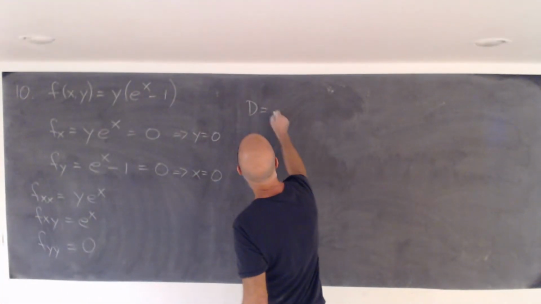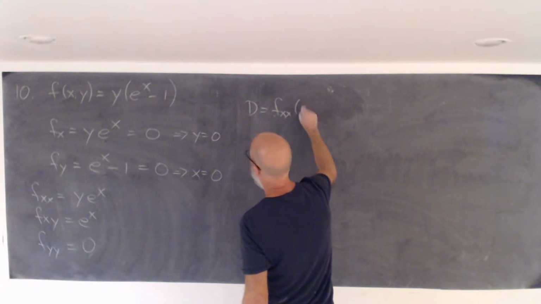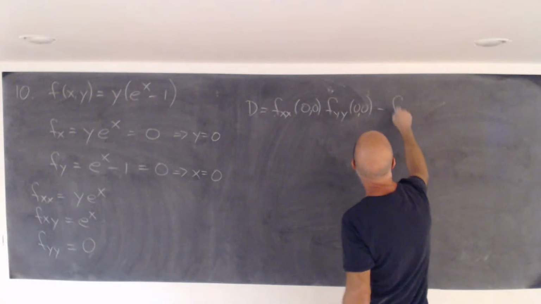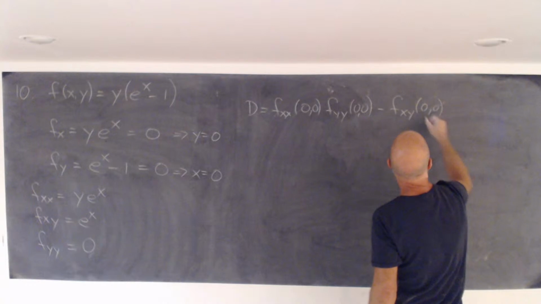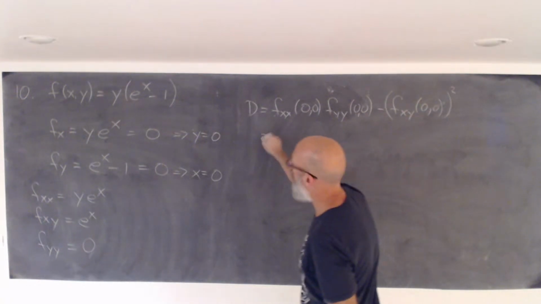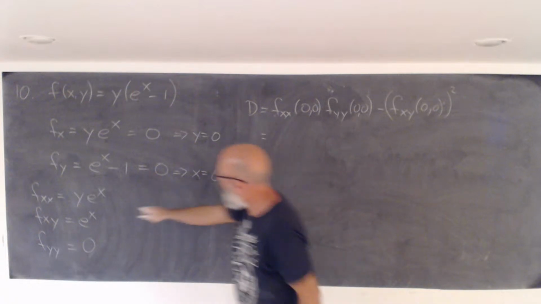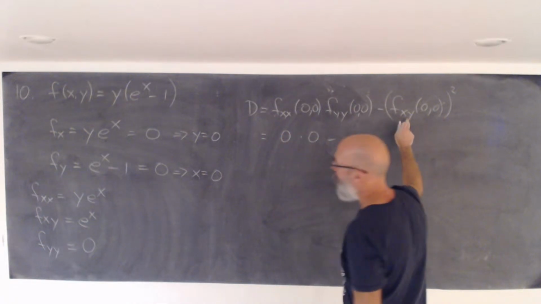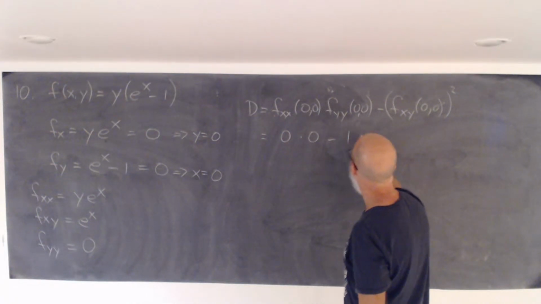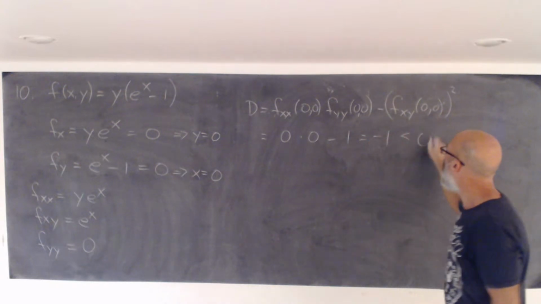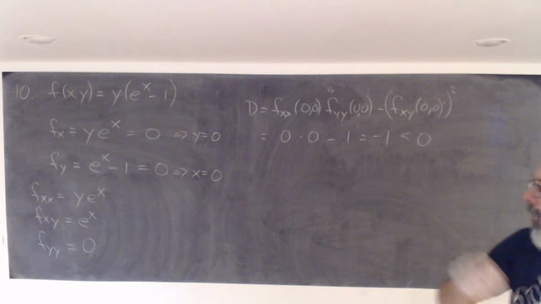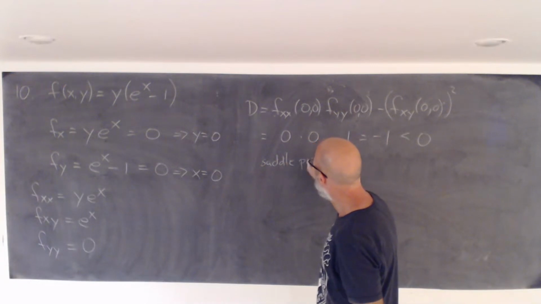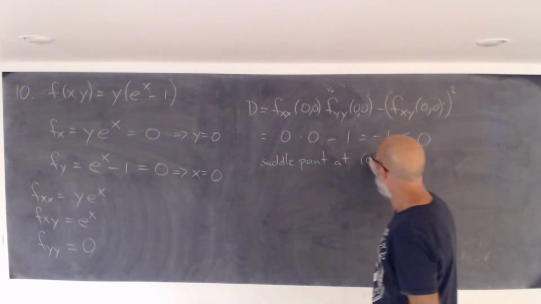So D, which is fxx fyy minus fxy all squared in this case. At the origin, this is 0. That was 0. And this is 1. D is negative. We're done. Saddle point at the origin.